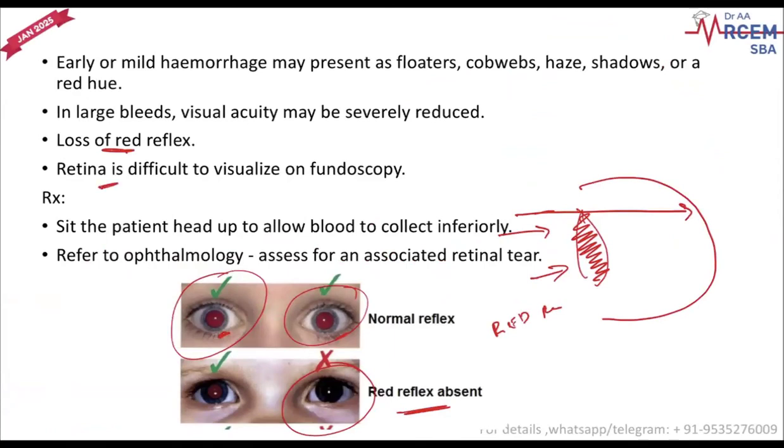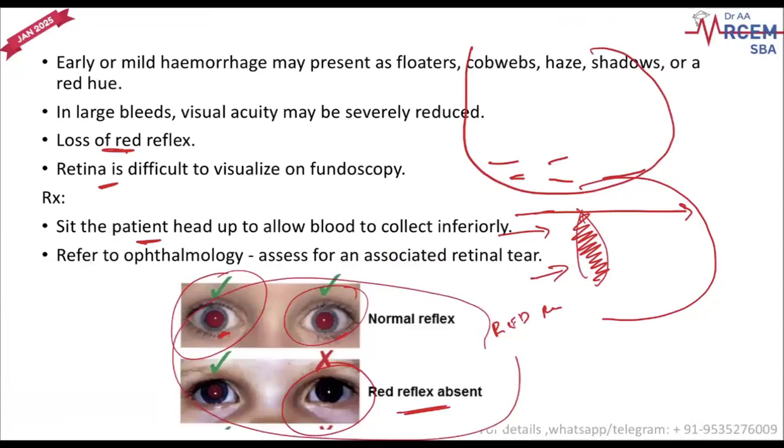Retina, you might not be able to visualize under frontal examination. So on frontal examination, the main finding is absence of red reflex. What you'll do is ask the patient to sit head up. What is head up? You'll ask the neck to be hyperextended so that the eyeball tilts in this manner and the blood gets accumulated here in the posterior chamber. Then immediately you'll refer to the ophthalmologist, because most of the time vitreous hemorrhages are associated with a retinal tear.